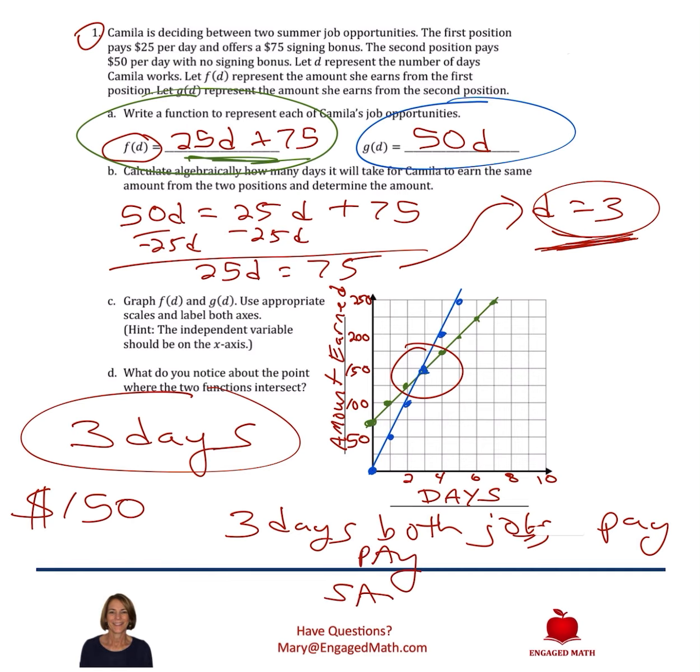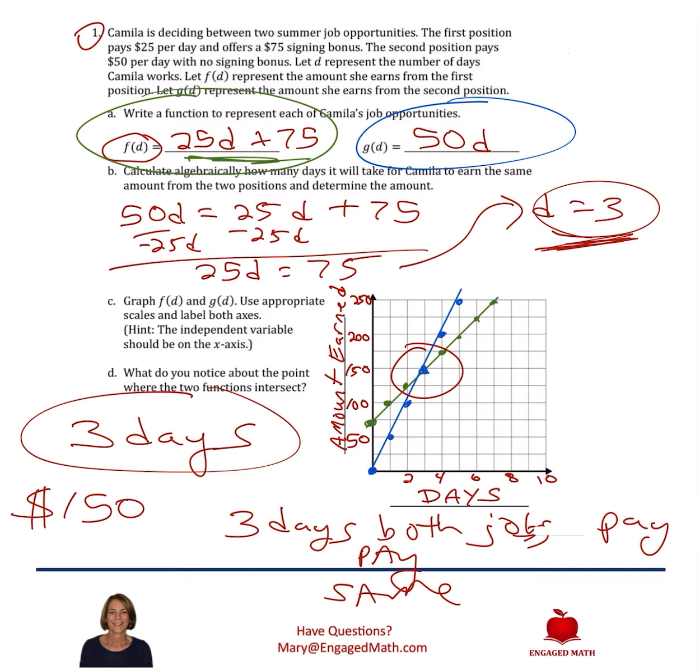But keep in mind that once 3 days go by, then the blue job, which is the G of D, is going to pay more than the green. So once you work more than 3 days, you might as well take the job that is G of D, because you would be making more because you make $50 every day going forward.